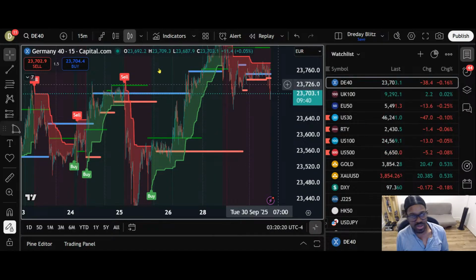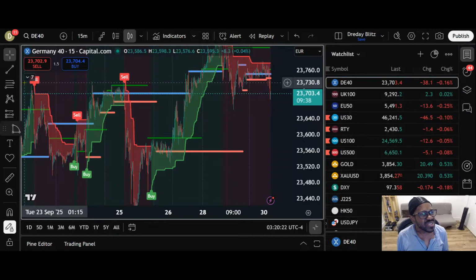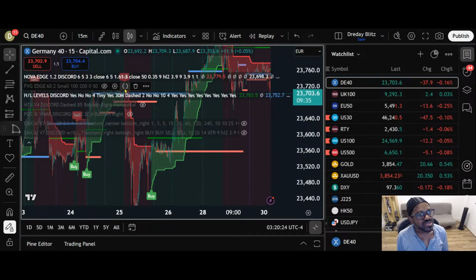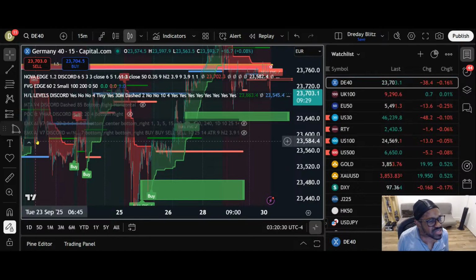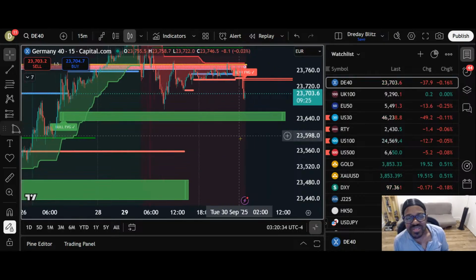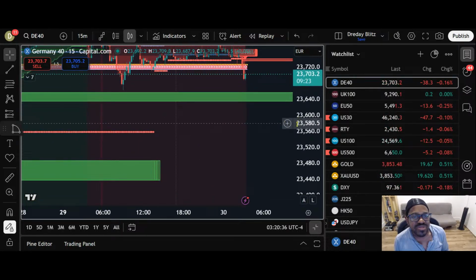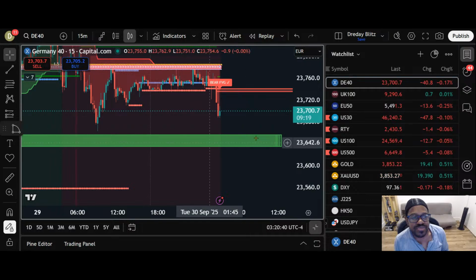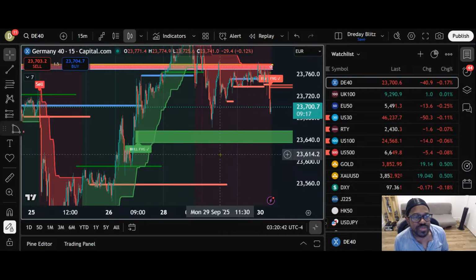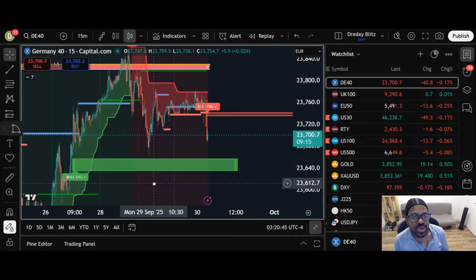That is called a fair value gap. If I pull up the fair value gap indicator, you should see them appear. Yep, right here. I'm just going to let that open. This is basically a zone of interest to have filled before actually going up.